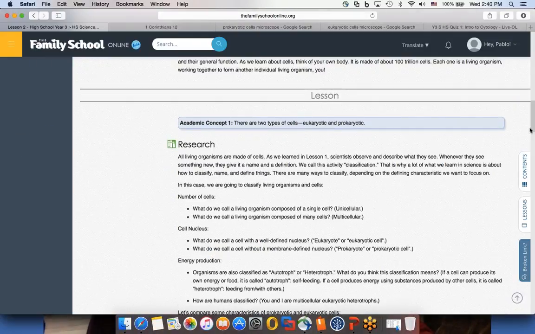So how are the different ways of classifying a living organism?